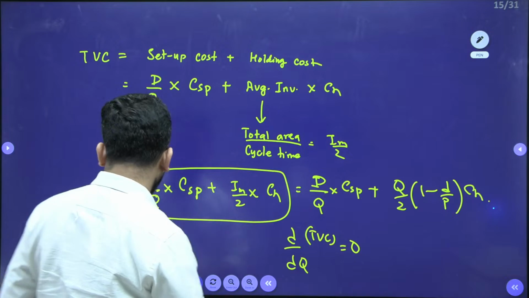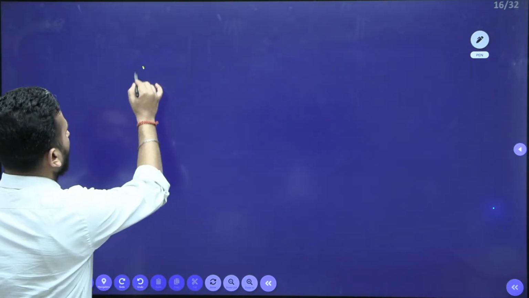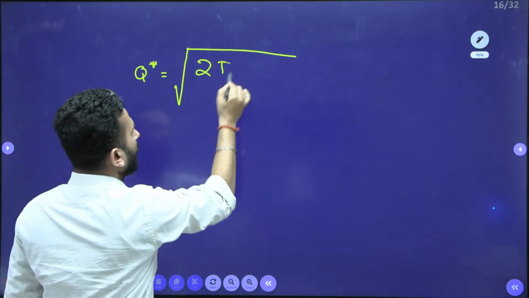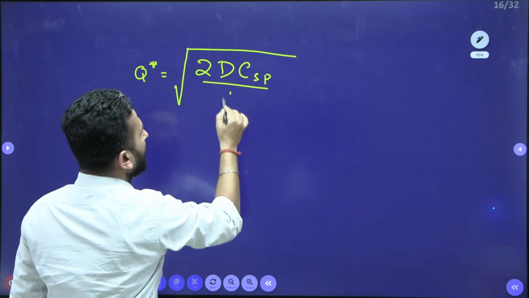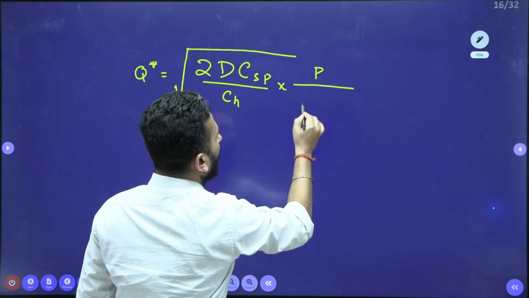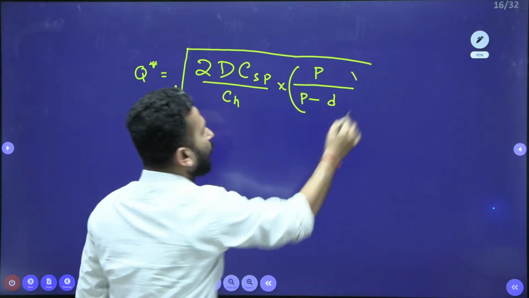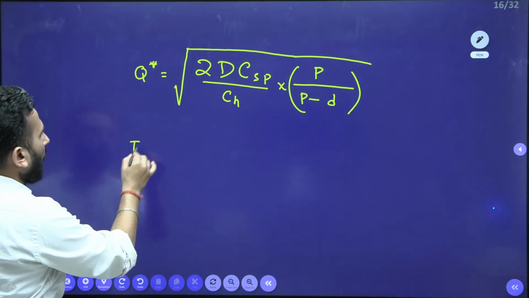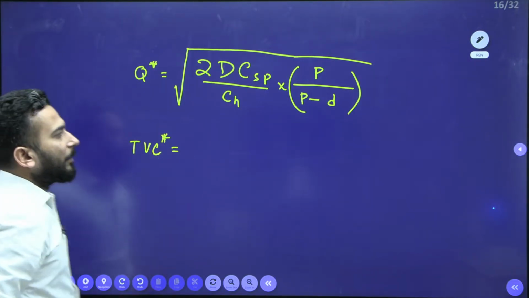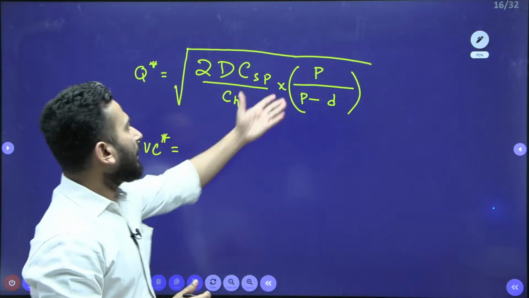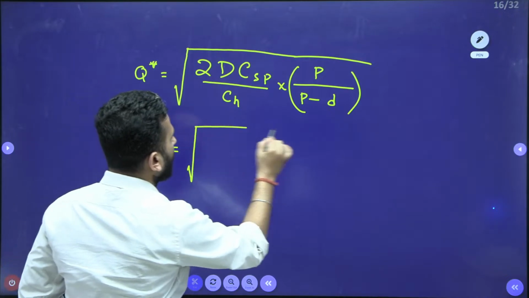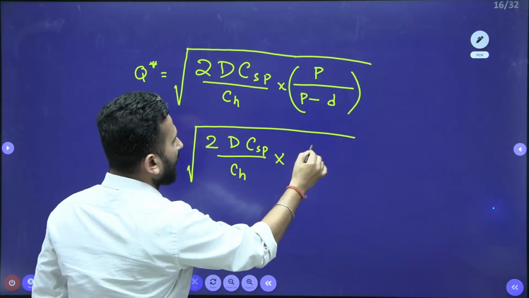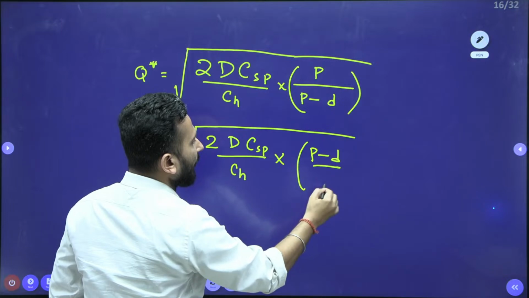And what is that expression, my dear friends? Yes or no? It is the square root of 2D CSP by CH into P by (P minus D). Over. That's it. And as I told you, what will be the total variable cost minimum? What is the logic that I told you? Simply reverse this factor. So it is the square root of 2D CSP by CH, and simply reverse this, that means (P minus D) by P. Over.